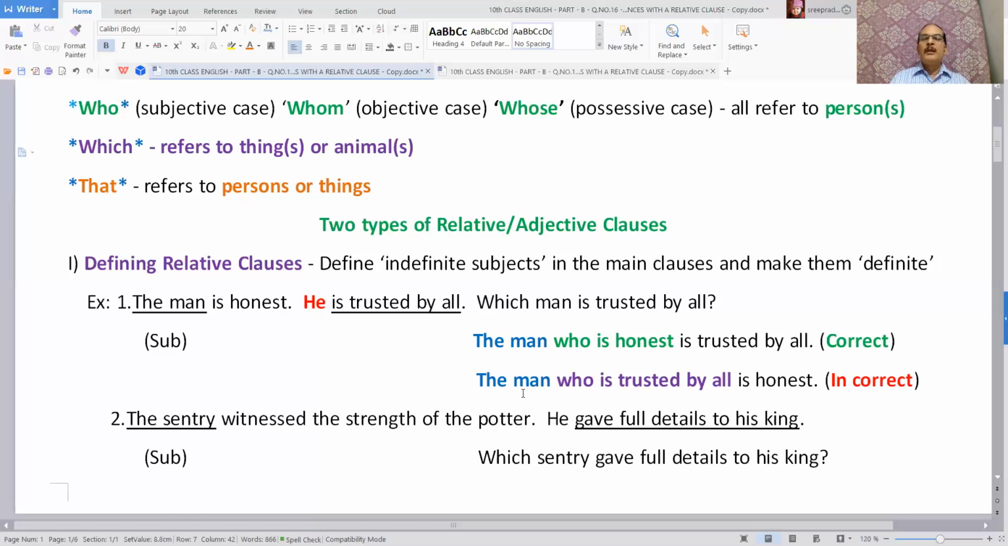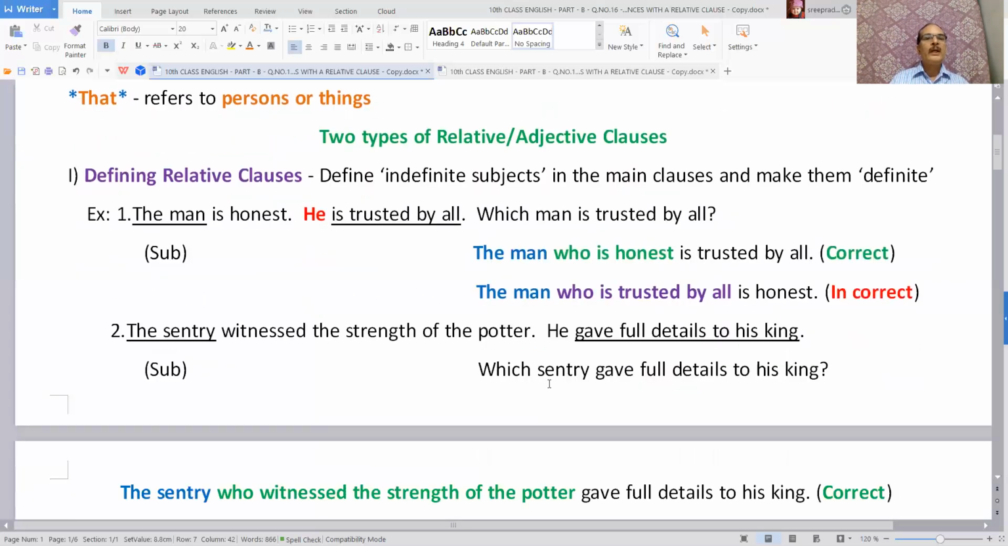This is right: the man who is honest is trusted by all. If I say the man who is trusted by all is honest, it is incorrect. Why is he trusted by all? Because he is honest. So honesty is his quality. If you write like this, it doesn't convey the correct meaning.